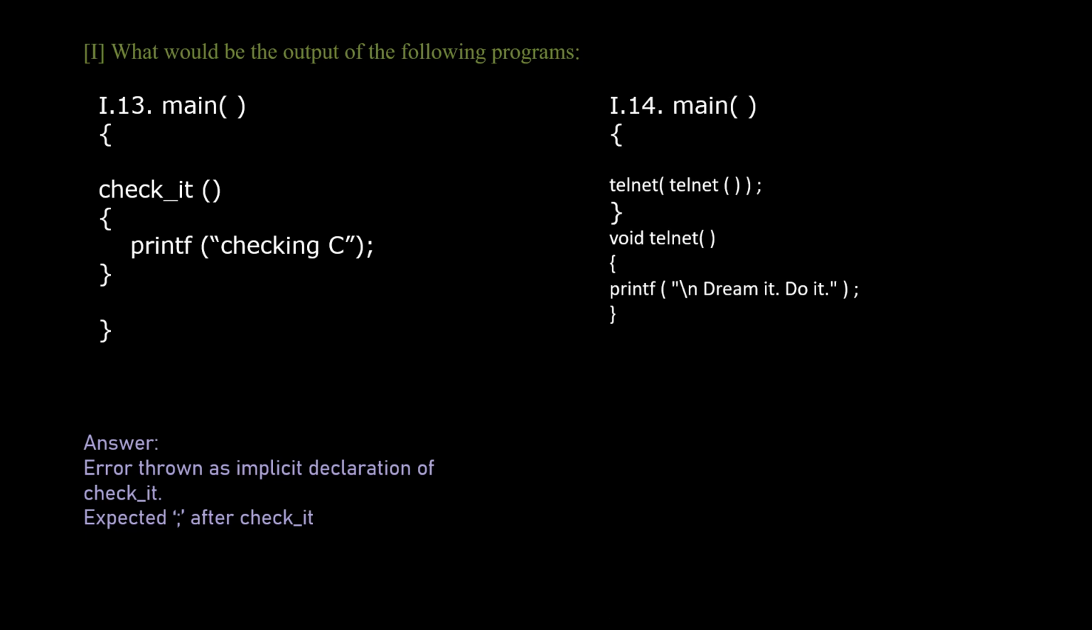Let's see the 14th question. Here telnet is a function in which we have printf dreamit doit, and from main we are calling telnet and passing the telnet function again as a variable to telnet. So first the inner telnet would get executed and there is no return here, so telnet would just get executed again, and so this printf dreamit doit will get called twice because telnet is called twice from main. There is no compilation error in this scenario.